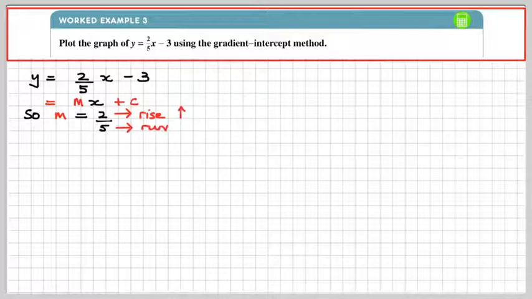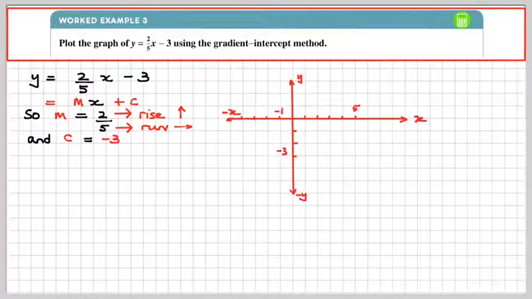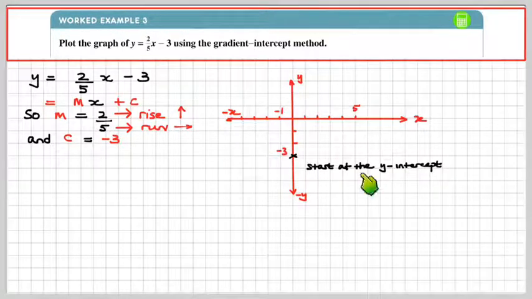Okay, the rise goes up, the run goes across. So that's our recipe for success in terms of that m term. And the c is minus 3, that's the y-intercept. Now, come on, we're going to do it. We're going to start with the y-intercept. We're going to put a point there. We start at the point where the y-intercept is occurring, which is minus 3, as you can see here.